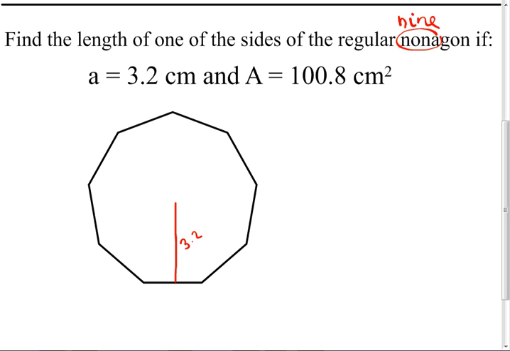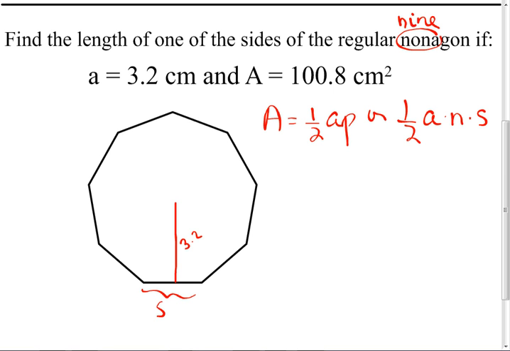Find the side. Okay, I've got two formulas. I've got 1/2 AP, or I've got 1/2 the apothem times the number of sides times the length of the side. I want to find the length of a side. I want this, so I want the second formula. I can do it with the first. Eventually you'll figure it out, but it's just easier if I do this.